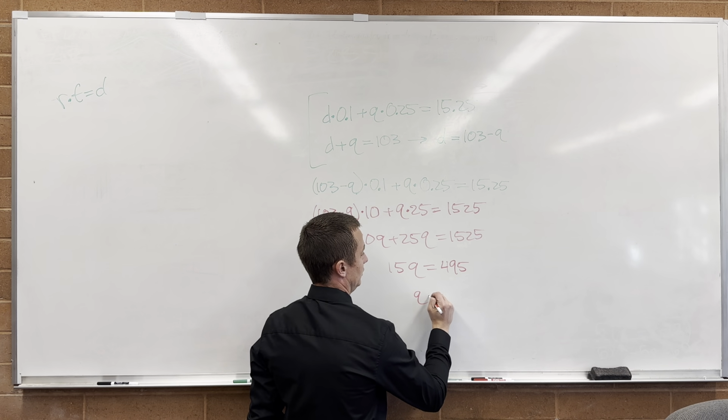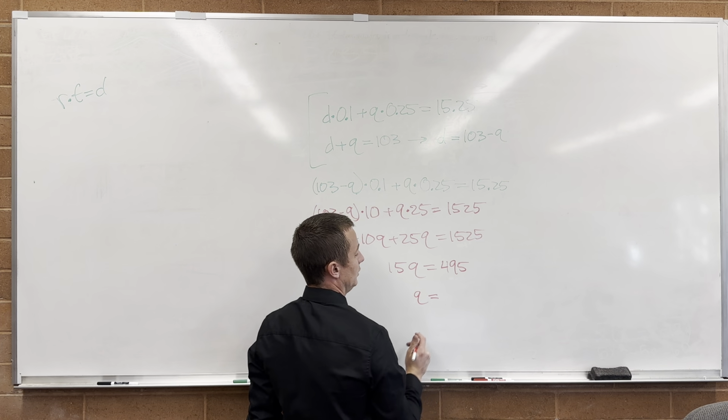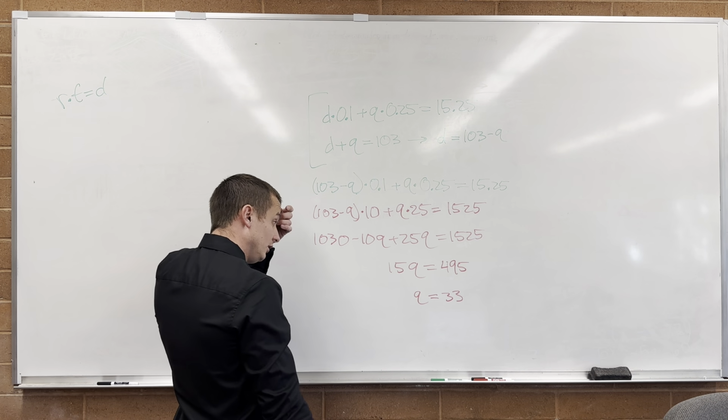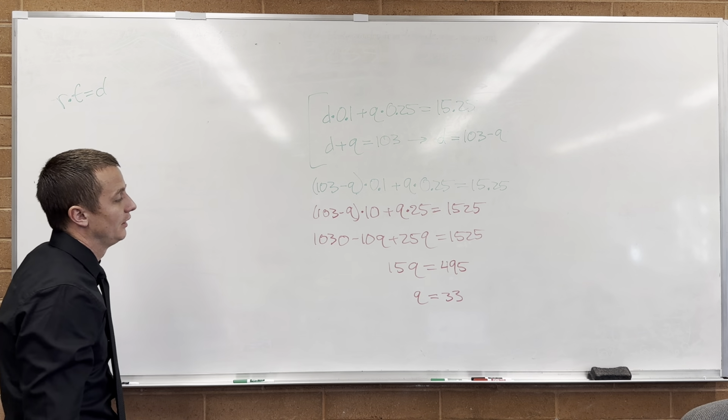What do you get for Q? Q equals 33. Sorry, what? Q equals 33. Let's see. We should get 30, and then 45 is 3. 30, yep. Okay, that makes sense.